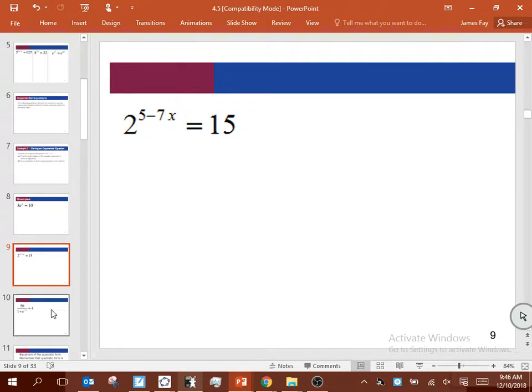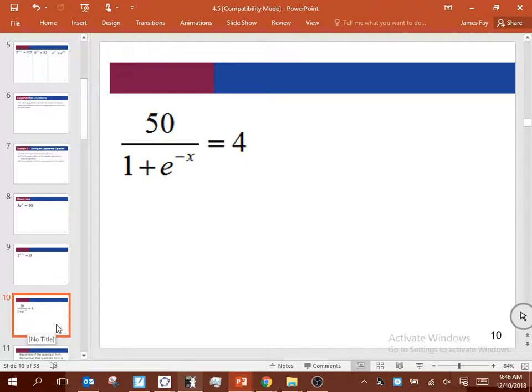All right, let's skip that one. Let's do this one. It's a little bit more complex, okay? Because the process of isolating the exponential is a little bit harder. First thing we have to do is get rid of the fraction, right? Just like always, get rid of that fraction. So what do I need to multiply by so I get rid of that fraction? Yeah, multiply by that denominator. So I get 50 is equal to 4 times 1 plus e to the negative x.